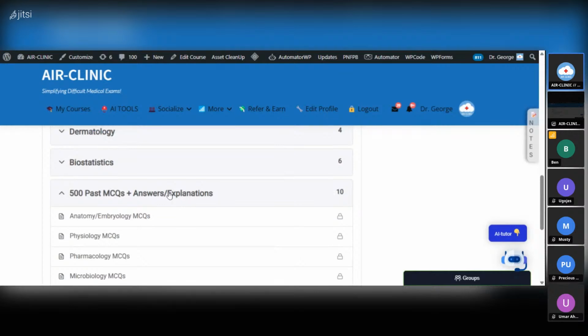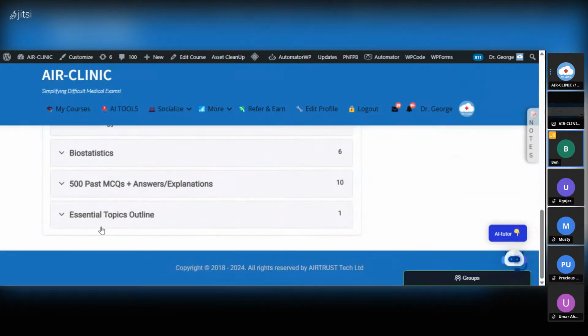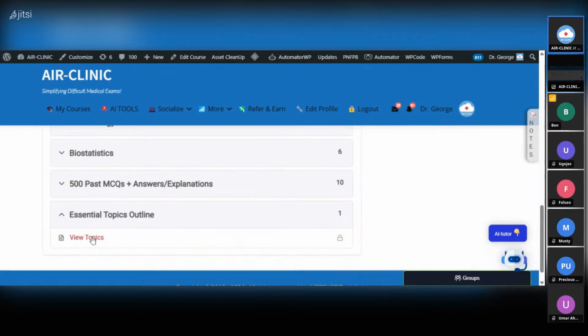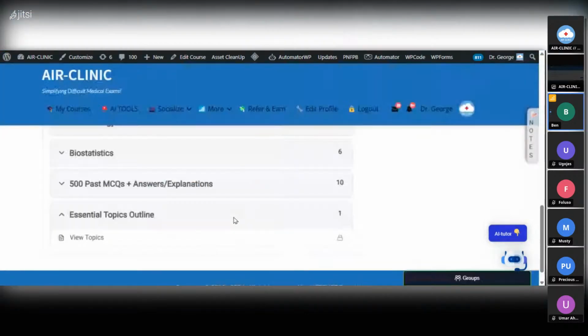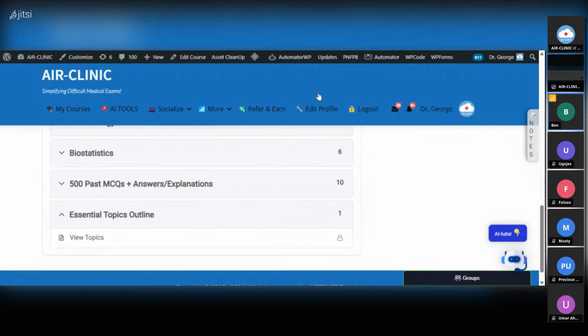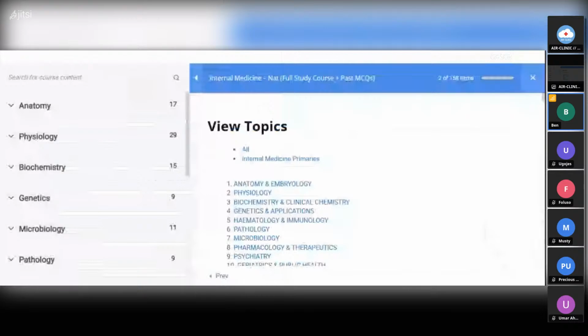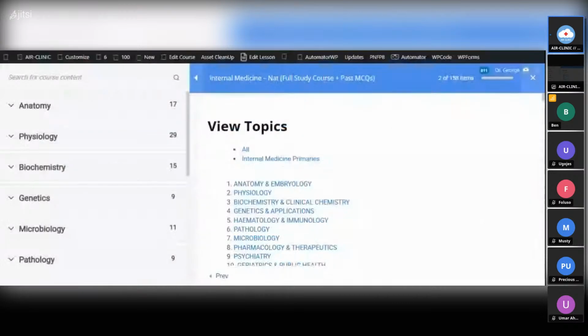Then let's say you are just confused, you want to know what the entire outline is. Okay, so based on previous exams, we are able to make out a list of topics that we call the essential topics outline. These are topics that have been recurring in exams. All right. So if you click on that, you'll see what we call the essential topics outline.